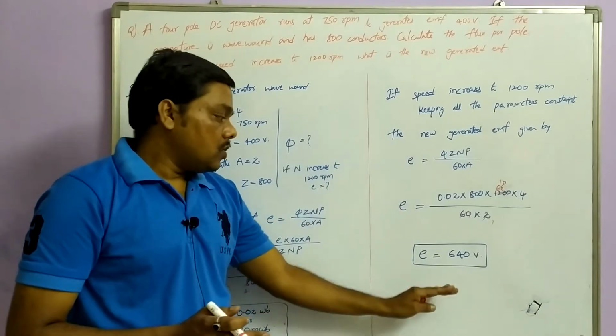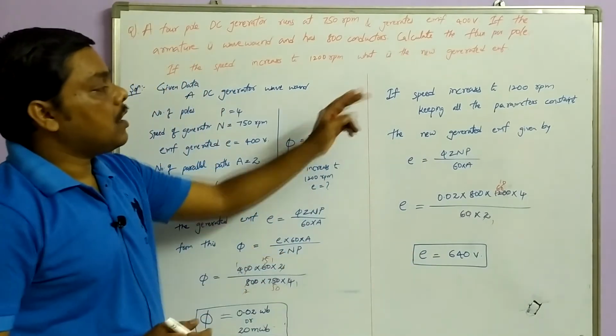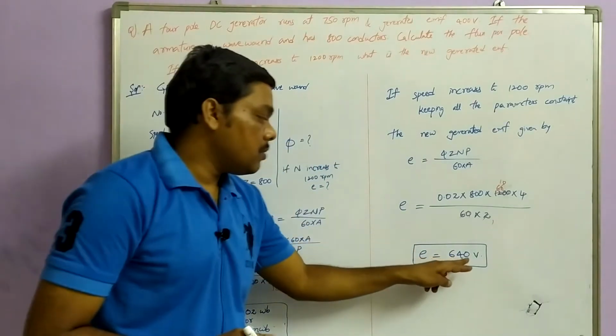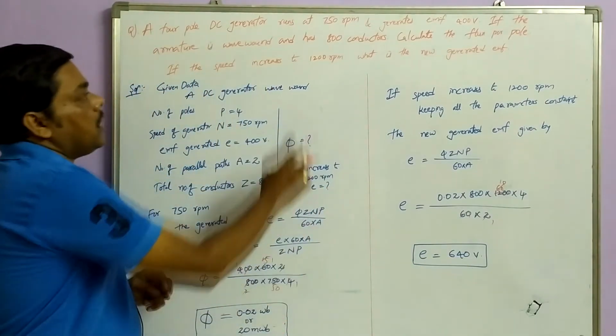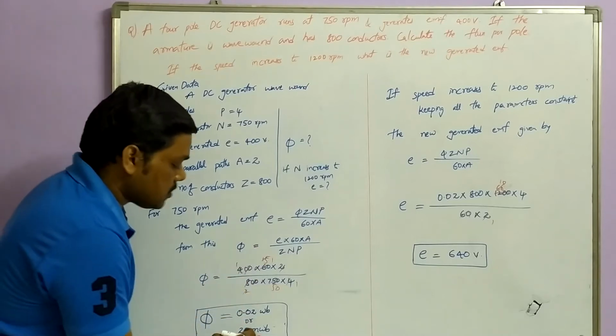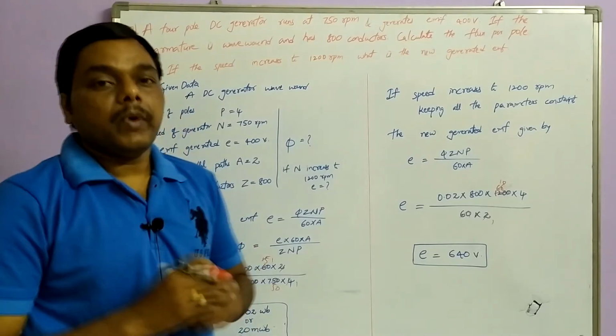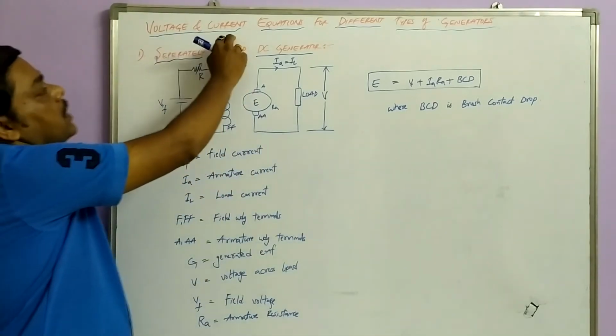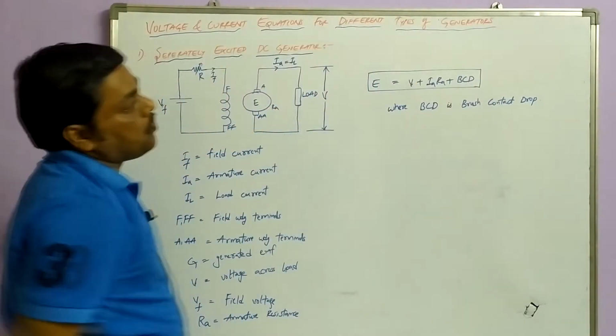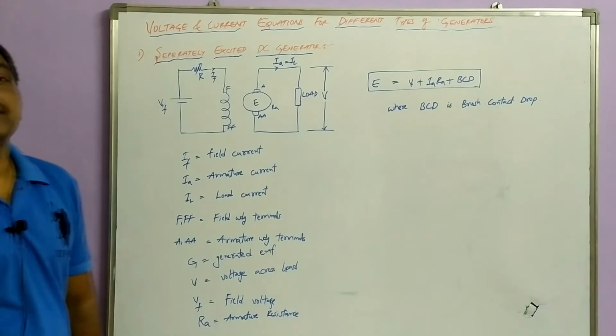So this is the solution: at 1200 rpm, the new generated EMF is 640 volts, and the flux per pole at 750 rpm is 20 milliwebers. Okay, we are going to discuss voltage and current equations of different types of DC generators.